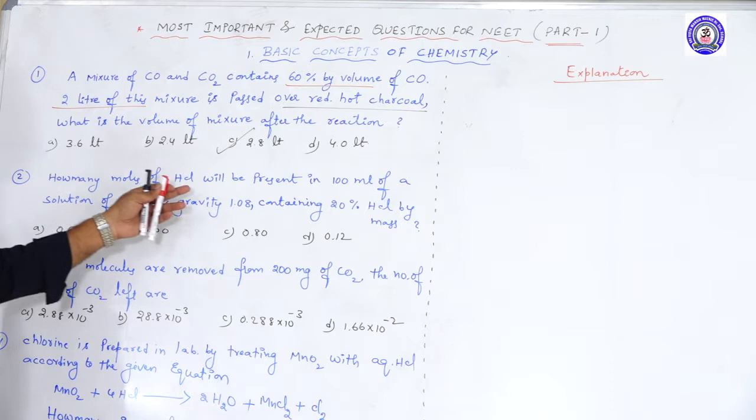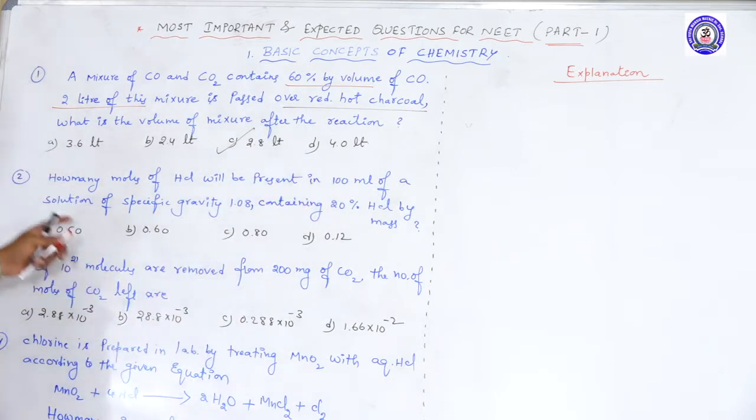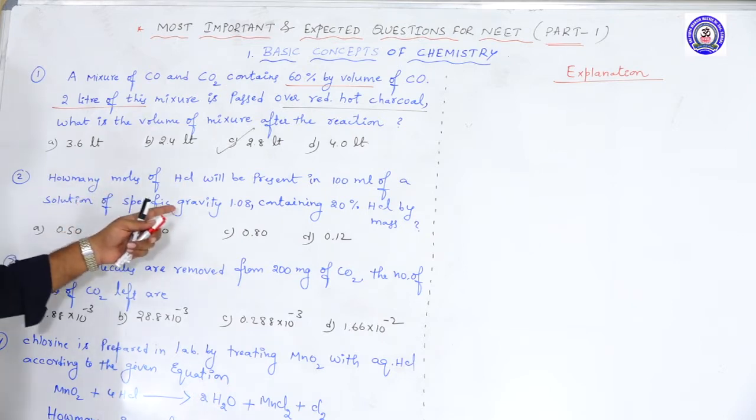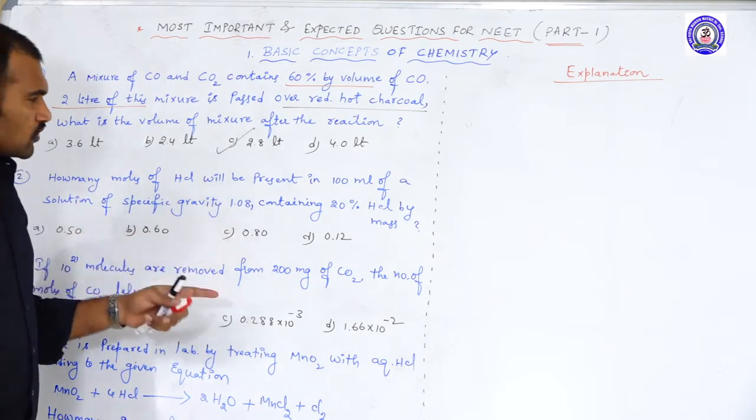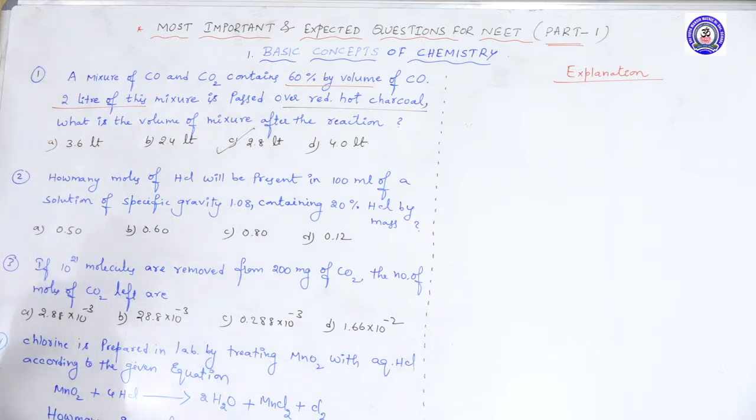How many moles of HCl will be present in 100 ml of solution of specific gravity 1.08 containing 20% of HCl by mass?